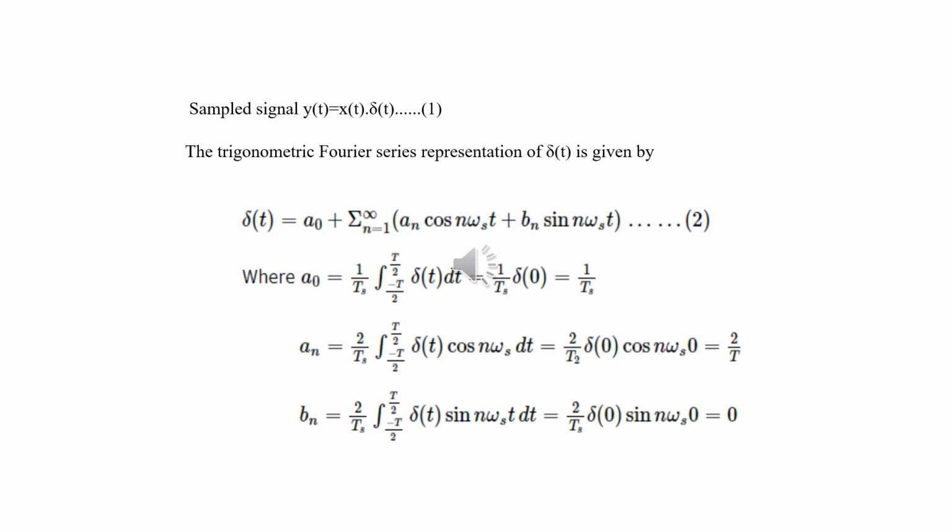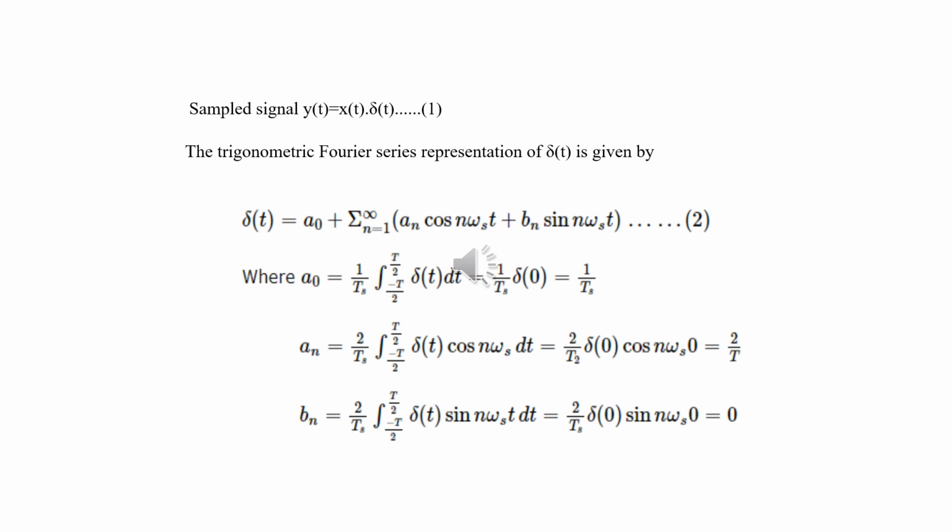The trigonometric Fourier series representation of δ(t) is given by δ(t) = a0 + summation n equal to 1 to infinity of an cos n ωs t + bn sin n ωs t. Here a0 is given as a0 = 1/Ts times the integration from minus T/2 to plus T/2 of δ(t), which is nothing but 1/Ts.